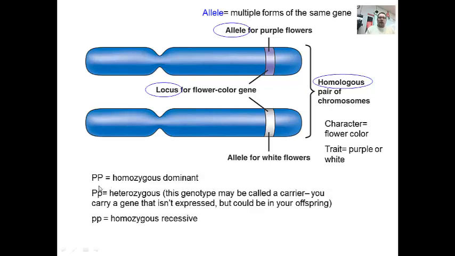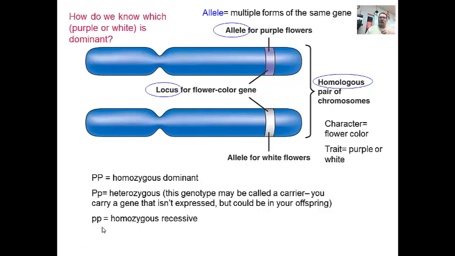Now, if you get both of the alleles for the purple flower, then you are homozygous dominant. If you get one of each type, then you're heterozygous, and this will make you a carrier, even though the white gene here isn't expressed and the purple one is. And then if you get both the alleles for the white flowers, lowercase p, then you're homozygous recessive.